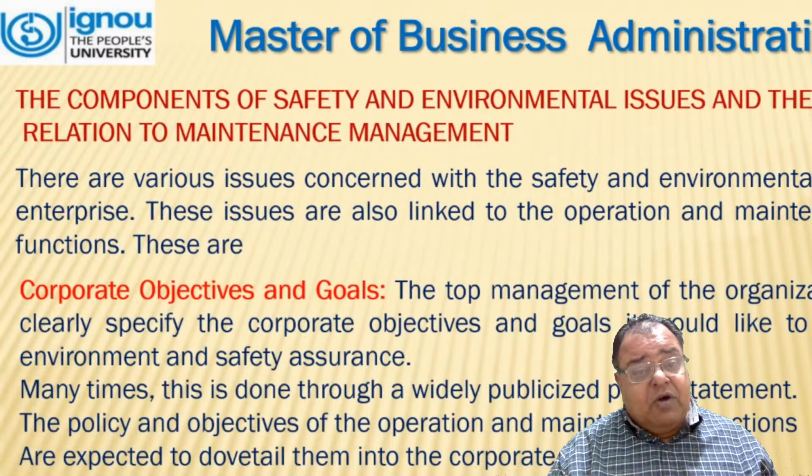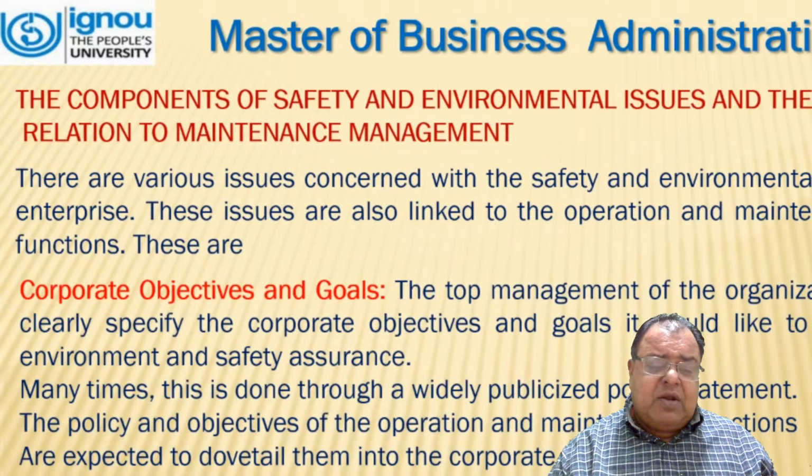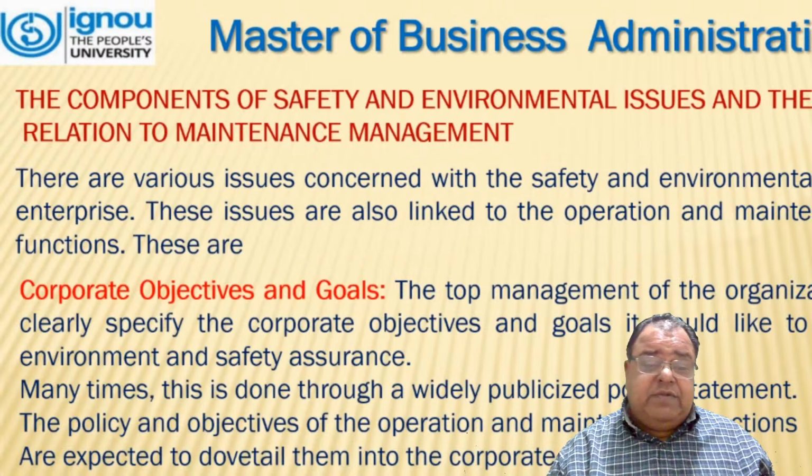The components of safety and environmental issues and their relation to maintenance management. There are various issues concerned with the safety and environmental performance of an enterprise. These issues are also linked to the operation and maintenance management function. These are corporate objectives and goals.